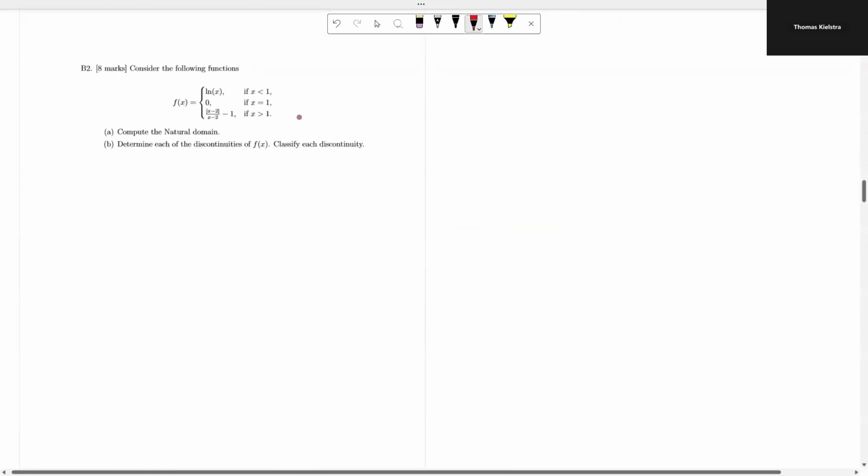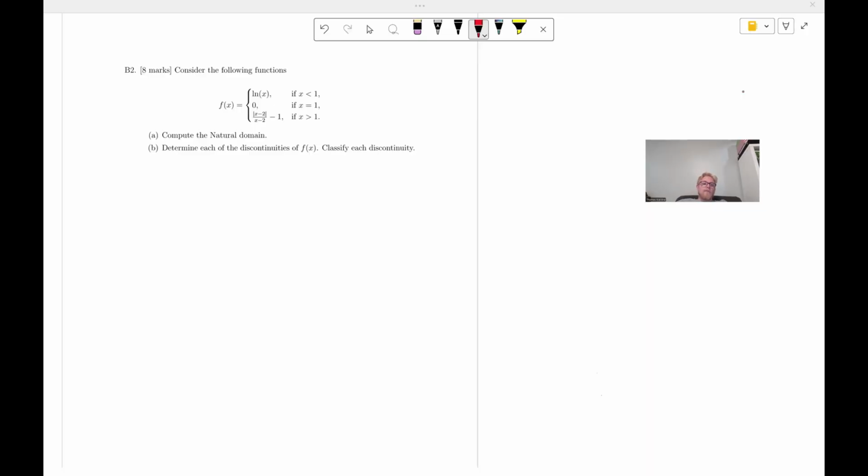Question 8. I need to compute my natural domain, and where I have a discontinuity, I need to classify the discontinuity. So B2 is another question. I realized that I made a mistake with the ln, so we're going to redo it. To determine the natural domain, we break it up into 3 pieces: 1, 2, and 3. We have x less than 1.